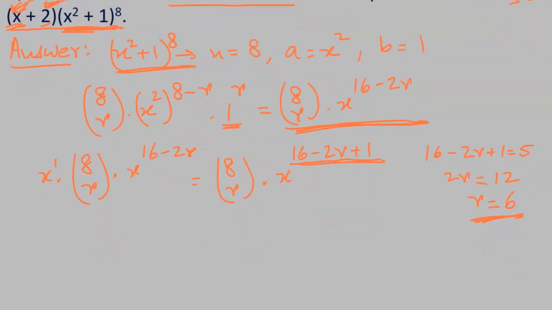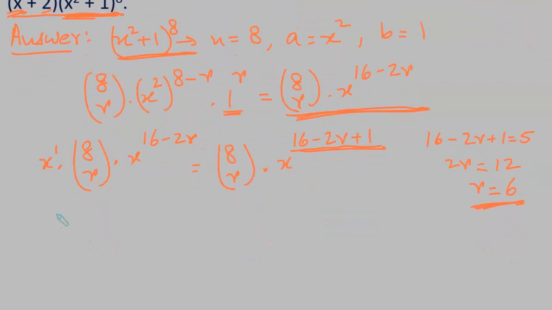So, now that we know the value of R, we just substitute. It is 8C6 and x to the power of, obviously, 16 minus 2 times 6 is 12. 16 minus 12 is 4. 4 plus 1 is 5. So, it is x to the power of 5.